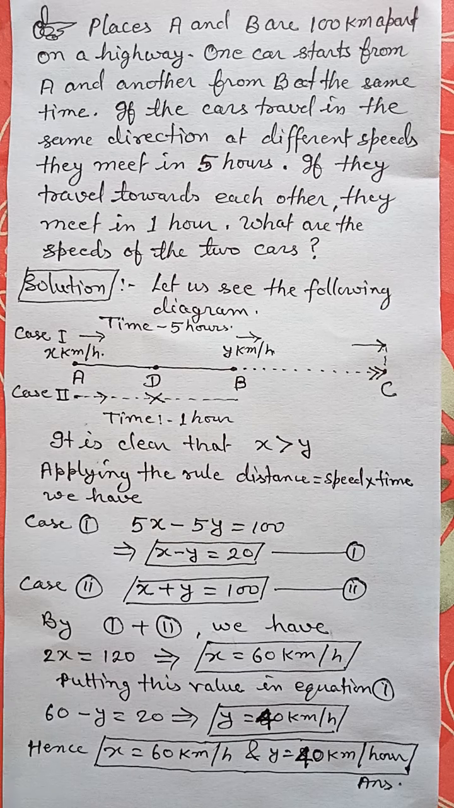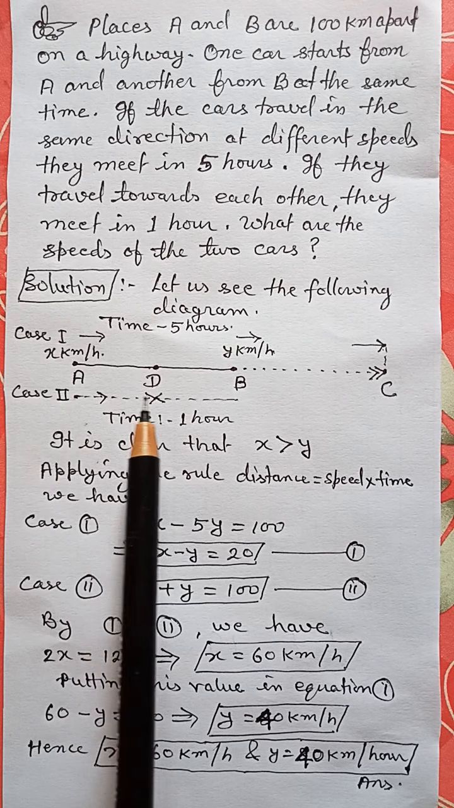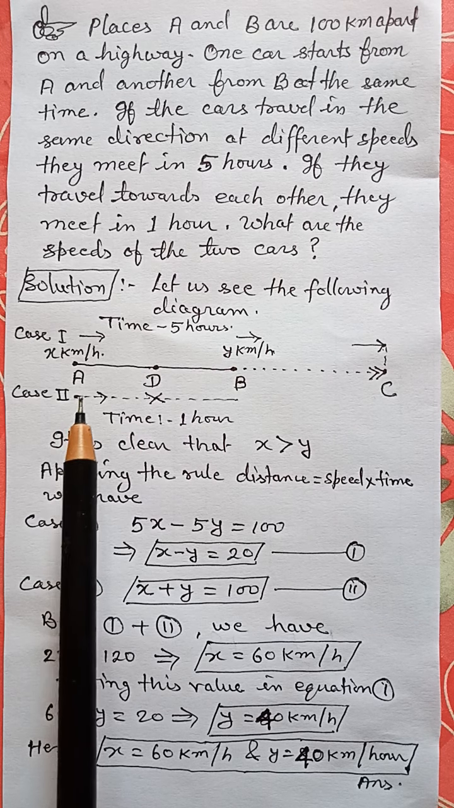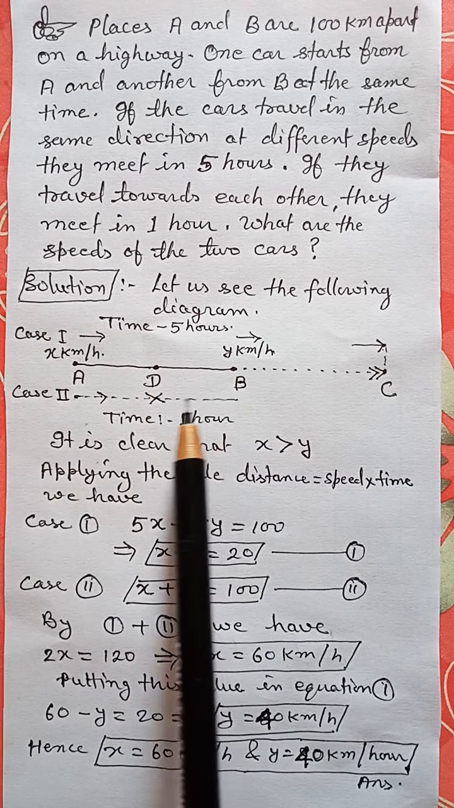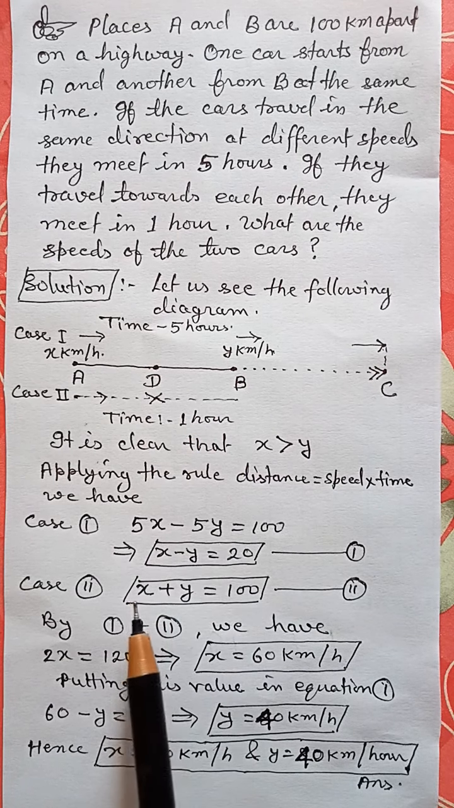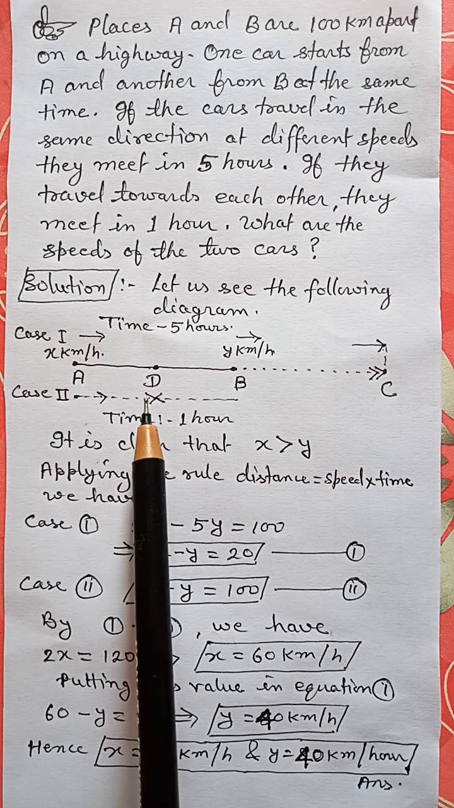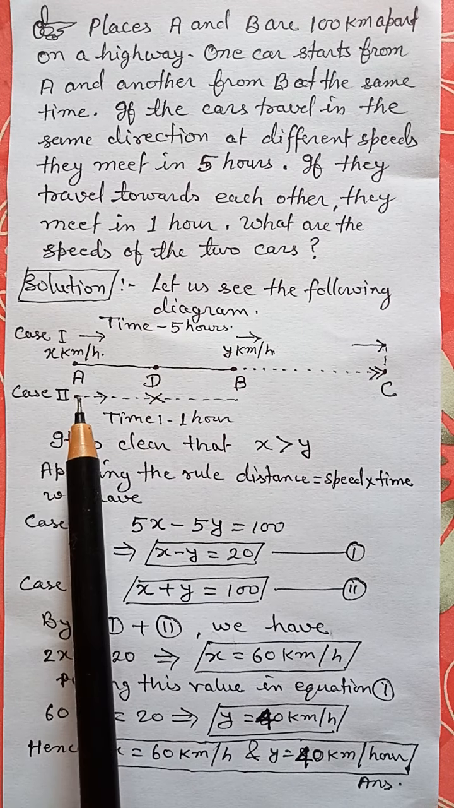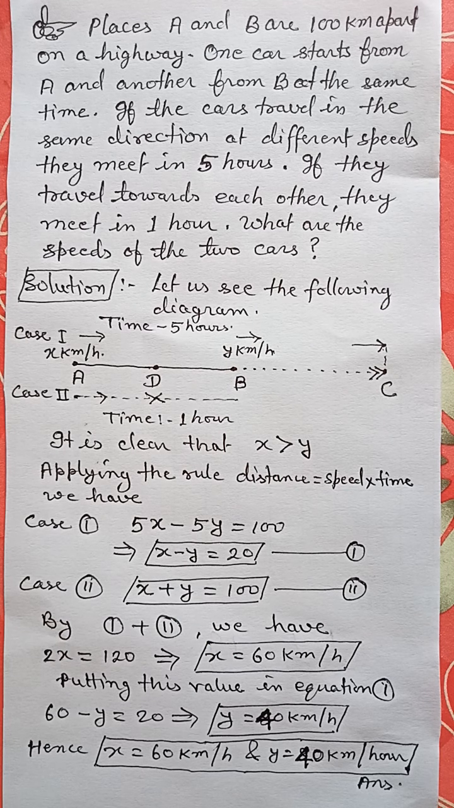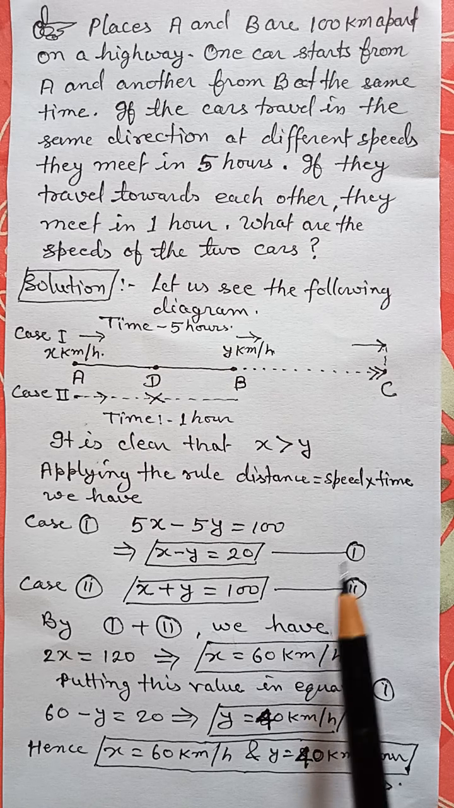Similarly, considering the second case, this distance travelled by car at A is equal to x and this distance travelled by car at B is y, that is x plus y. This distance plus this distance is again the distance between A and B, and that is 100 as given in the question. And this is our second equation. We have to solve both the equations.